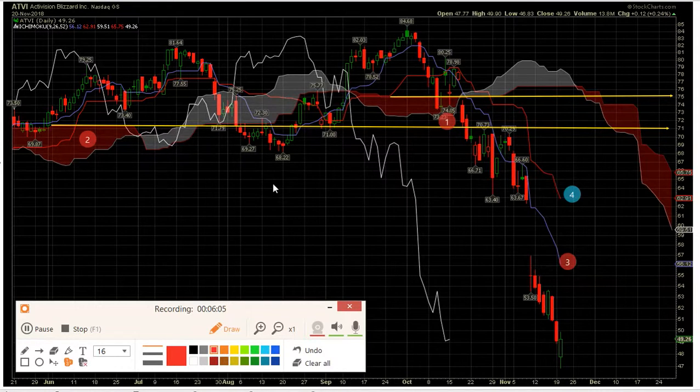The fifth item is the Tenkan-sen and the Kijun-sen trading below or above the cloud. Now, clearly, these midpoint moving averages are below the cloud. That is highly bearish, and we're going to give that a bearish check. So halfway through the checklist, we have 4 bearish check items and 1 bullish.